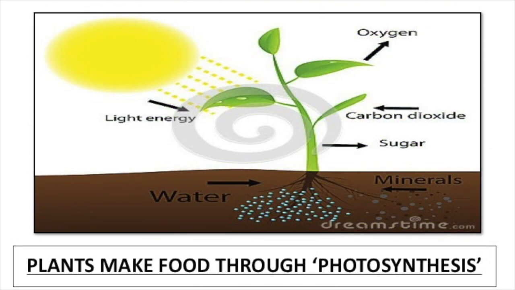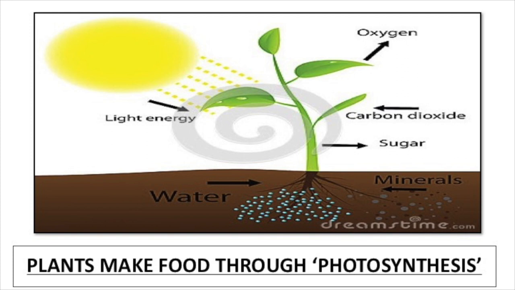Plants make food through photosynthesis. Yes, photosynthesis is the process of plants making food. And what do they need? They need sunlight, water, minerals, and also carbon dioxide. And then the plants can make food, and the food is produced in the form of sugar.